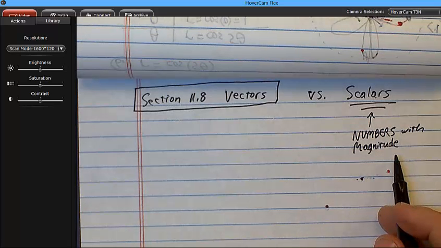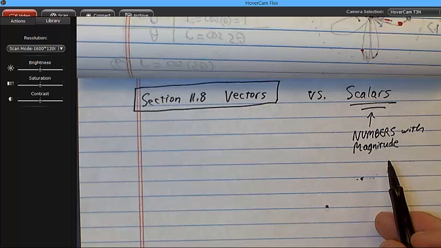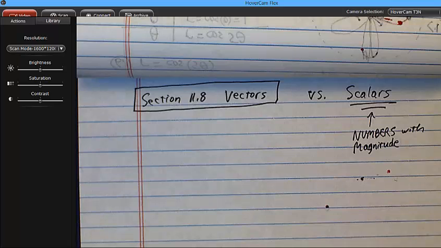Magnitude is a fancy word for what? You guys never heard that word? What's it mean? Who has magnitude on the Browns? The lineman or the kicker? The linemen have size, right? Magnitude is a fancy word for size, really.